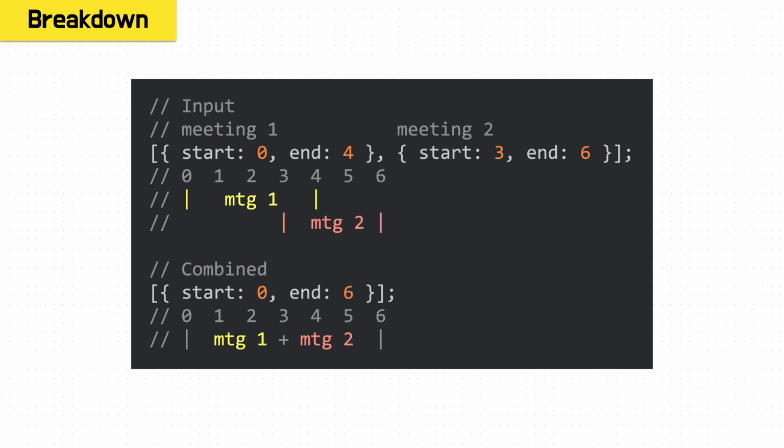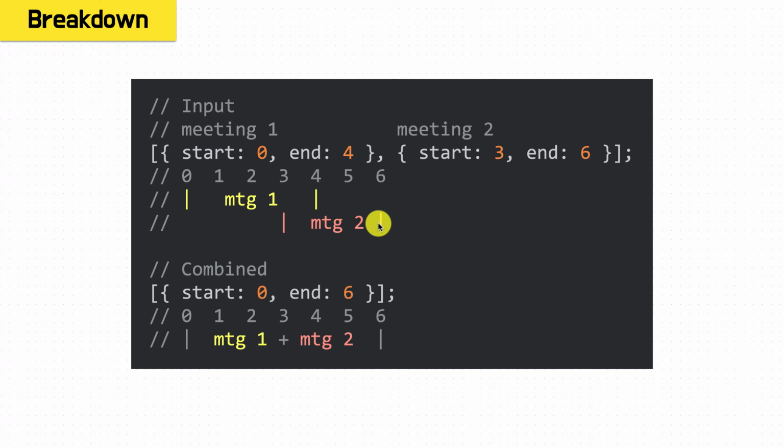So let's take a simple sample input and visualize what's happening. We have these two meetings in the input, one that starts at 0 and ends at 4, and one that starts at 3 and ends at 6. We can see they're clearly overlapping. We have the 0 to 4, and then starting at 3, meeting 2 begins, and then ends at 6.